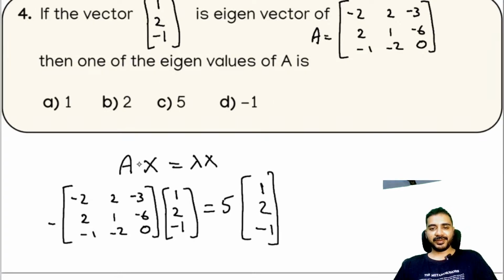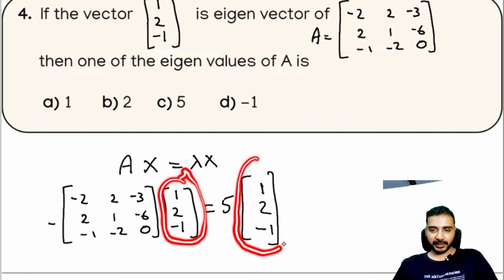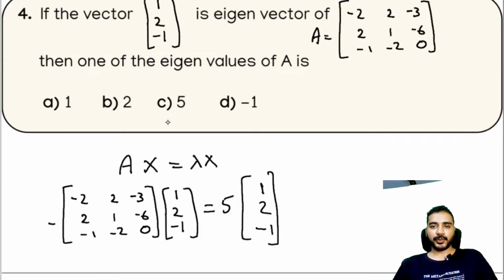So now this is in the format Ax equal to lambda x. Here this is x. So correspondingly, this is lambda corresponding to this eigenvector. Since this lambda, 5, is available in the options, and the question is whether one of the eigenvalues of A is 5, we can definitely say 5 is an eigenvalue of matrix A. So the correct answer to the question is option C, 5.